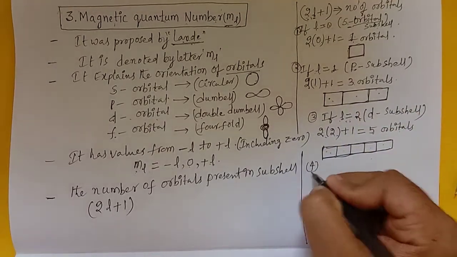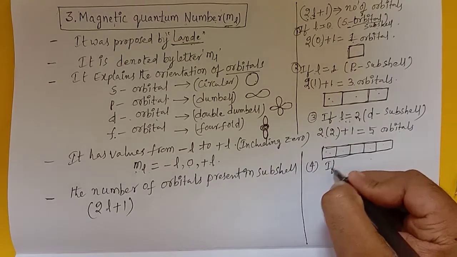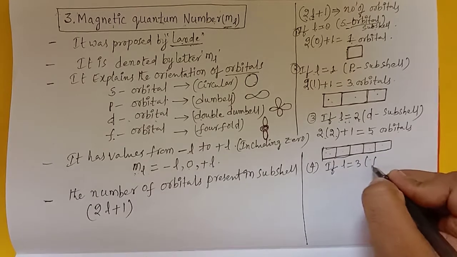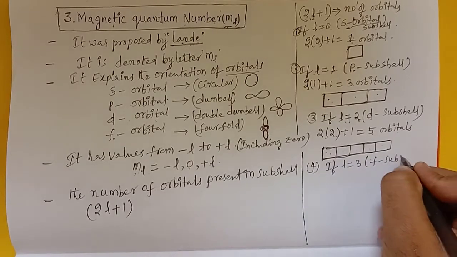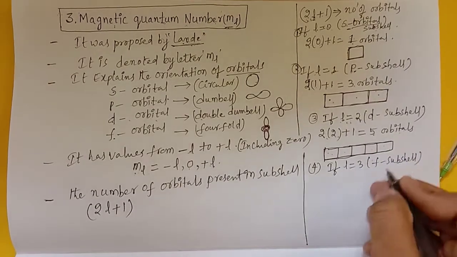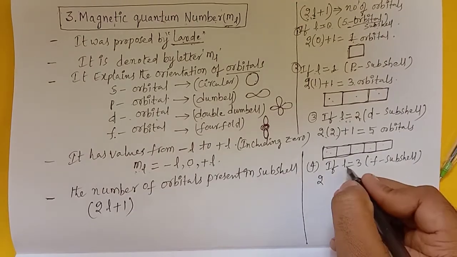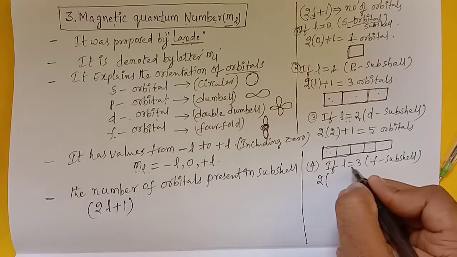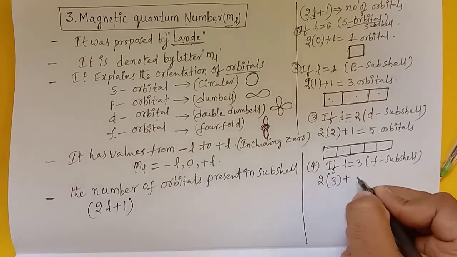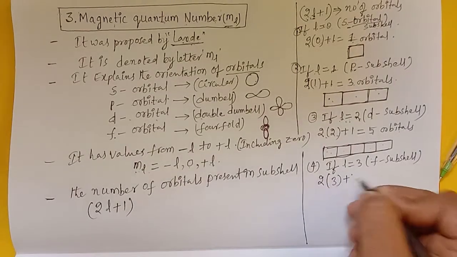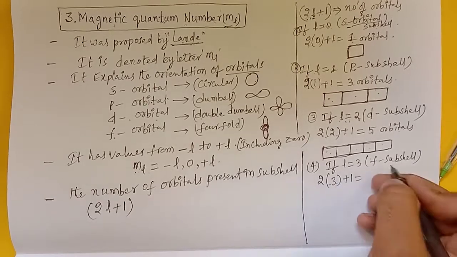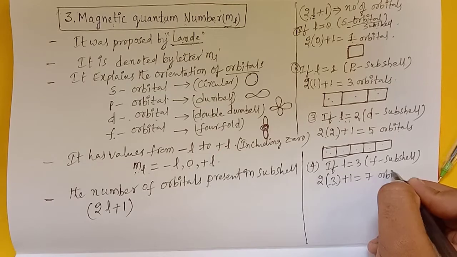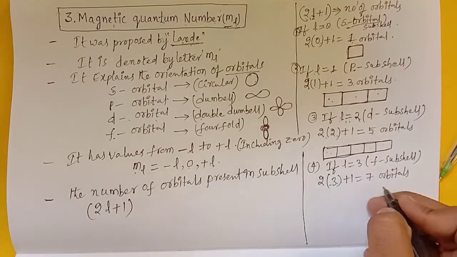Let us calculate this for the F subshell, if L equal to 3. Which subshell? That is the F subshell. So substitute L value 3 in the formula. So you will get what? 2 into 3 plus 1, 2 threes are 6, 6 plus 1 how much? 7. So how many orbitals did we get? We got 7 orbitals.